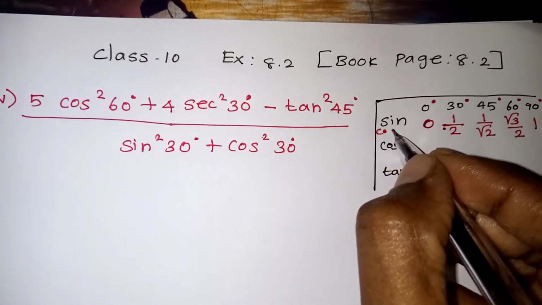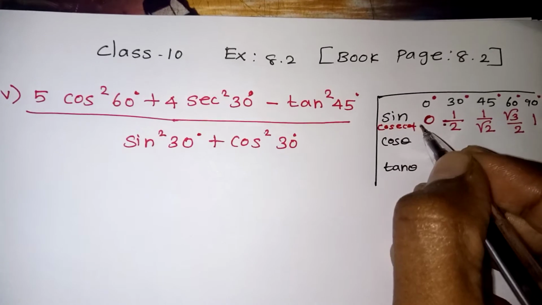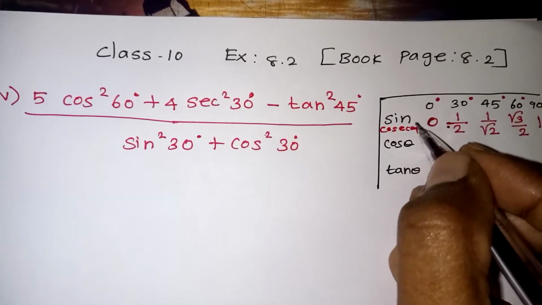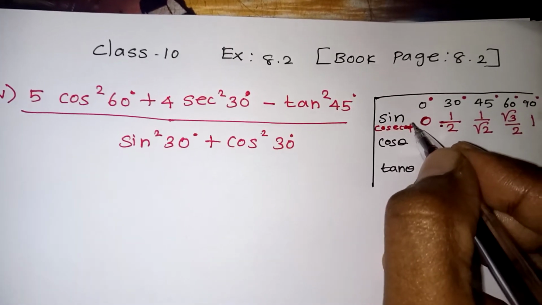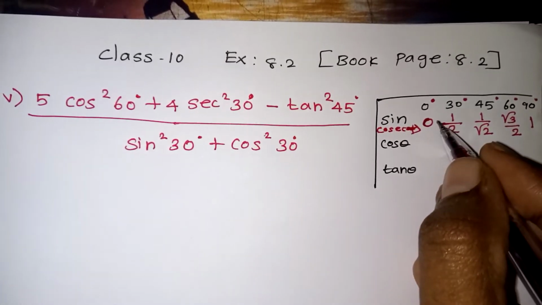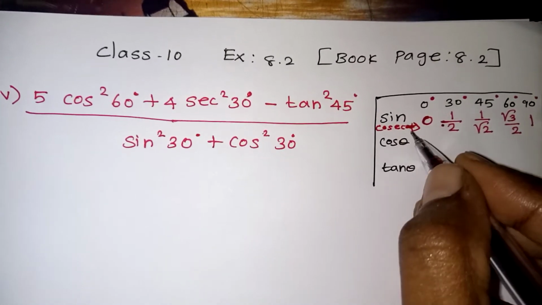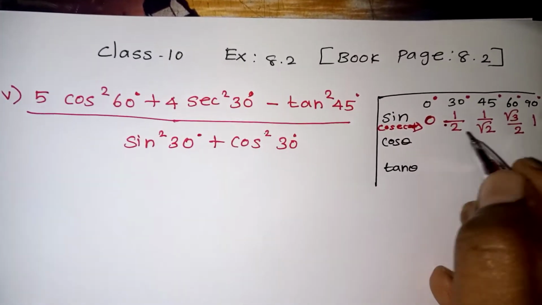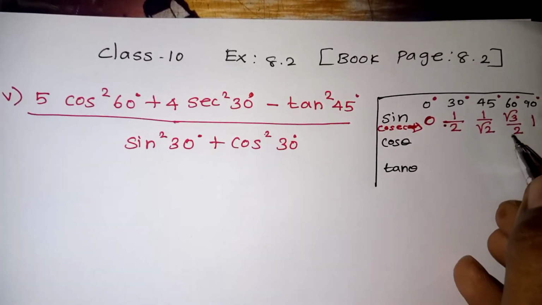In the same way, you can get the cosecant values also. Cosecant is nothing but the reciprocal of sine. So cosecant 30 means 2 by 1. Cosecant 45 means root 2 by 1. Cosecant means only the reciprocal we have to do.